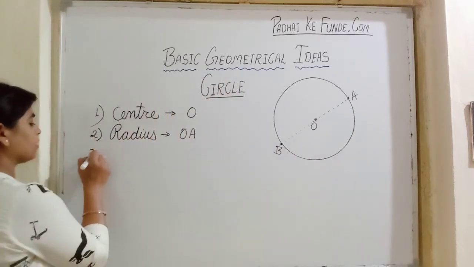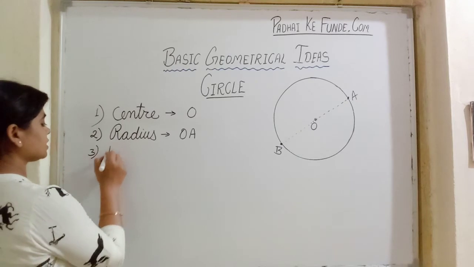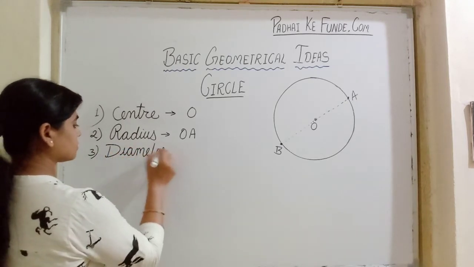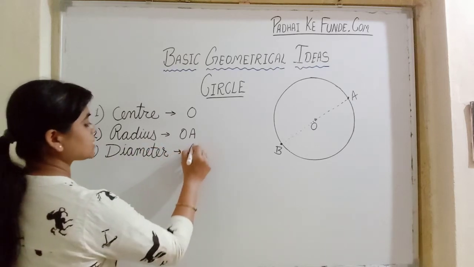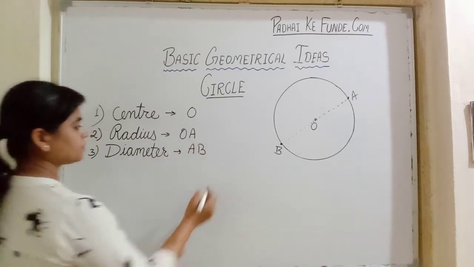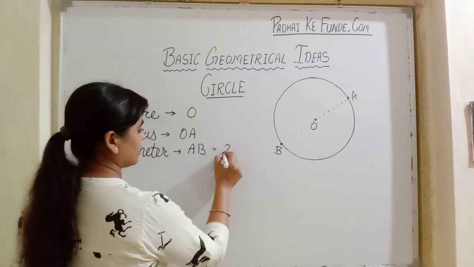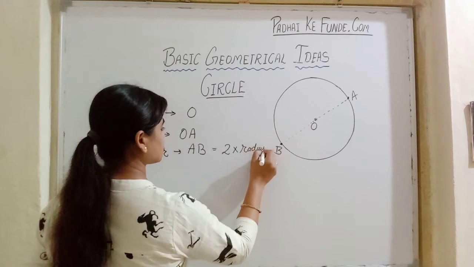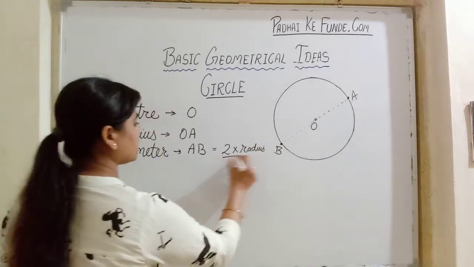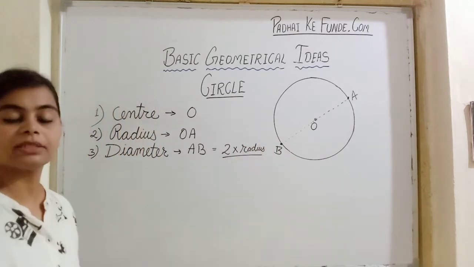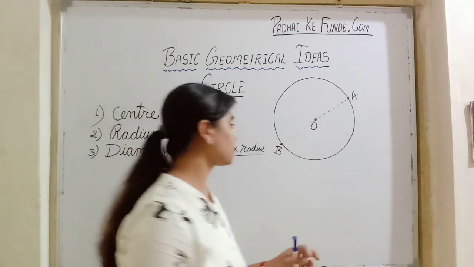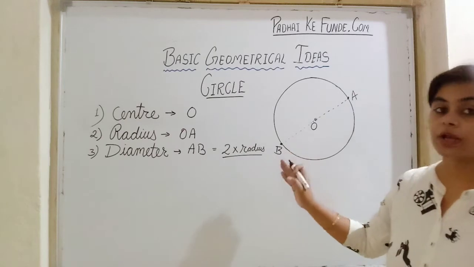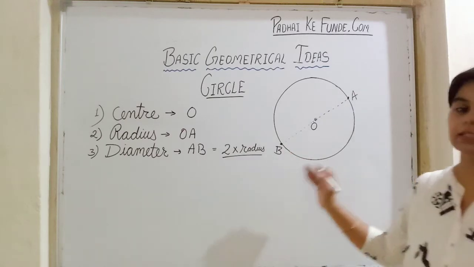So here we have the diameter of the circle, that is AB, and the diameter is twice the radius. This is the relation between diameter and radius. This is also called the longest chord of the circle.